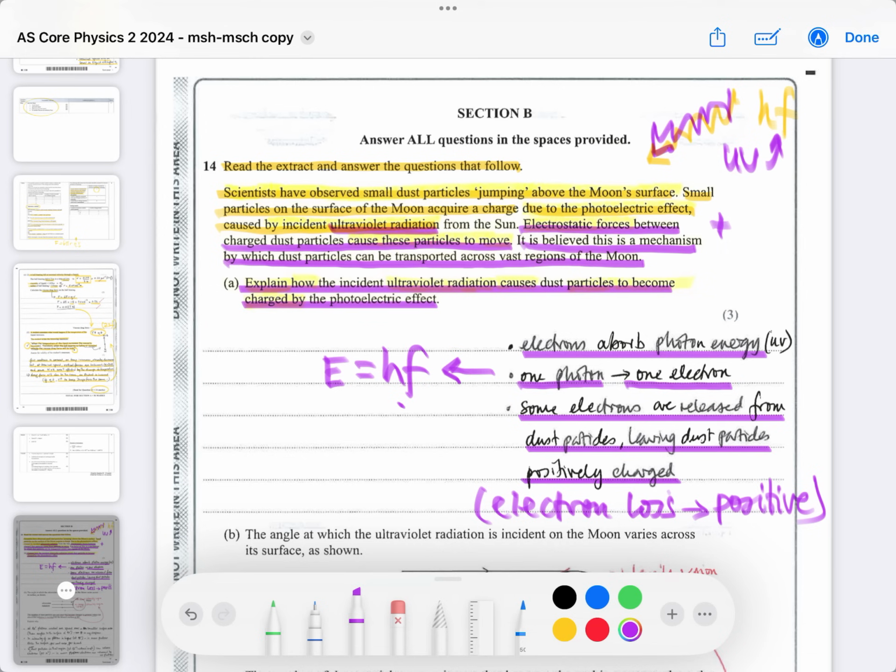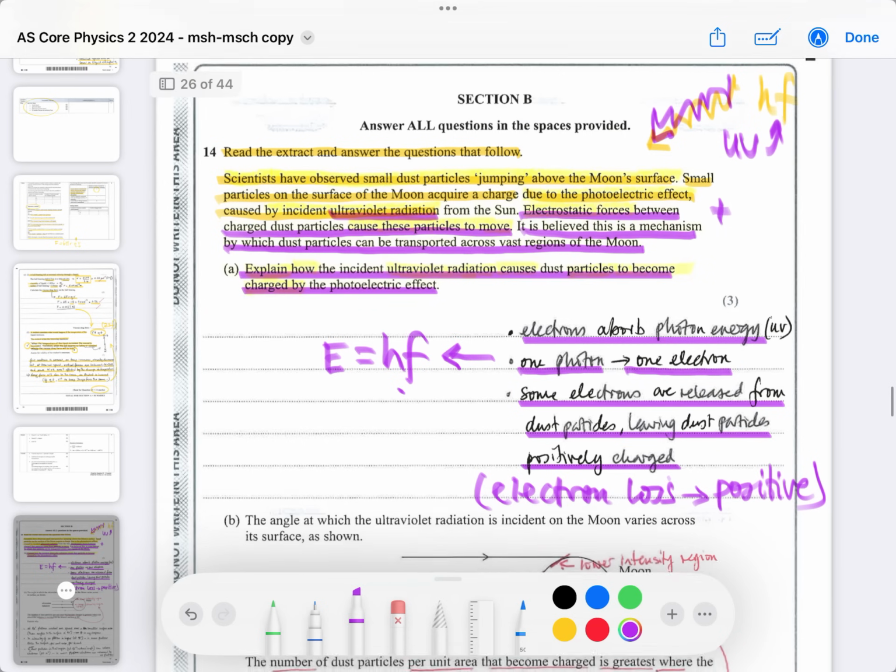Okay? I hope that makes sense. I do like this purple color.